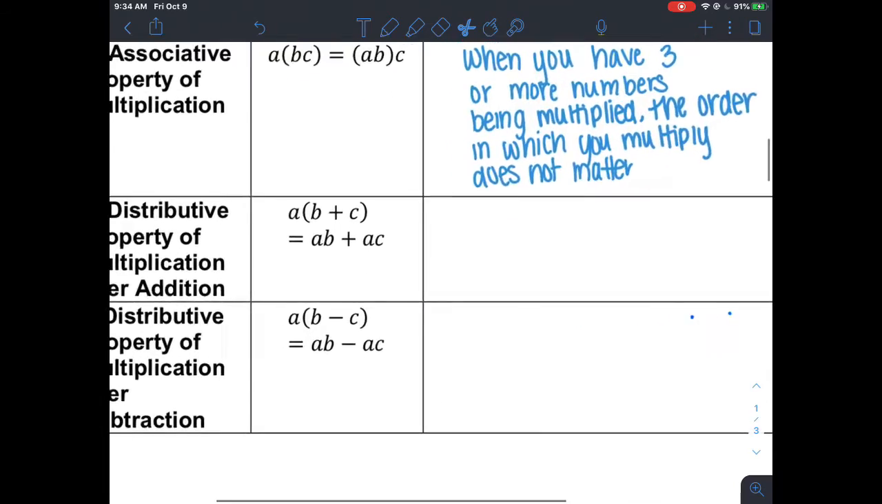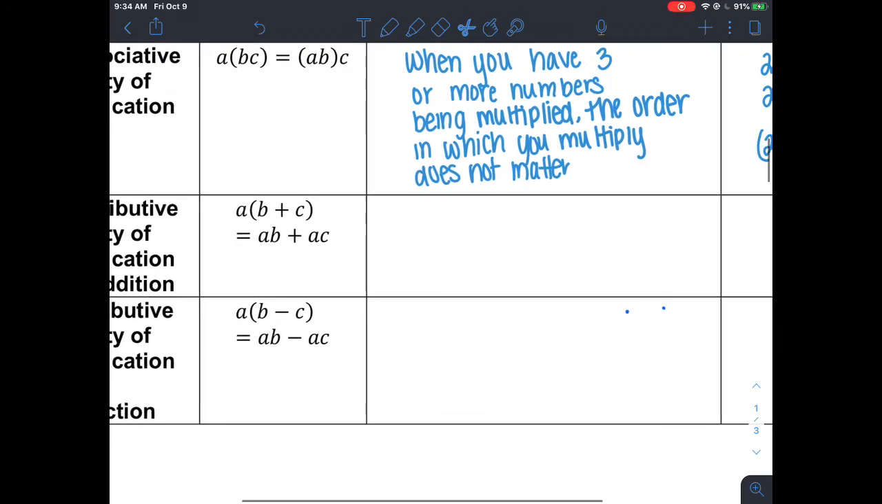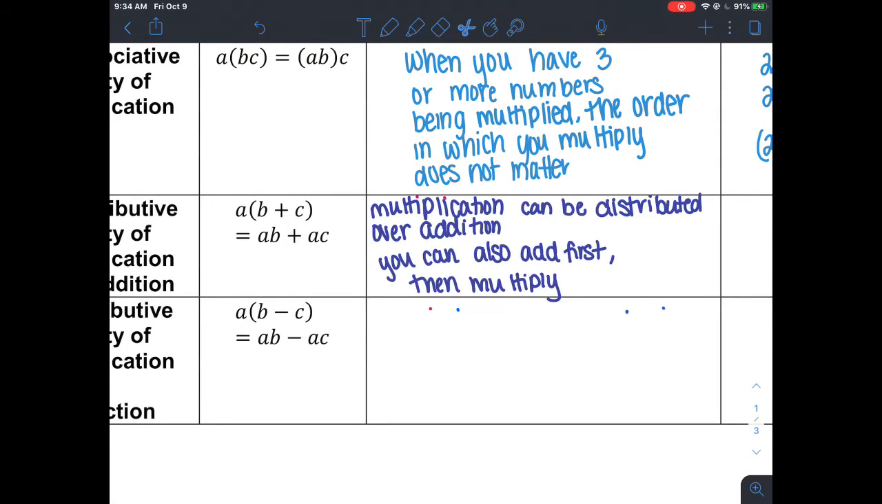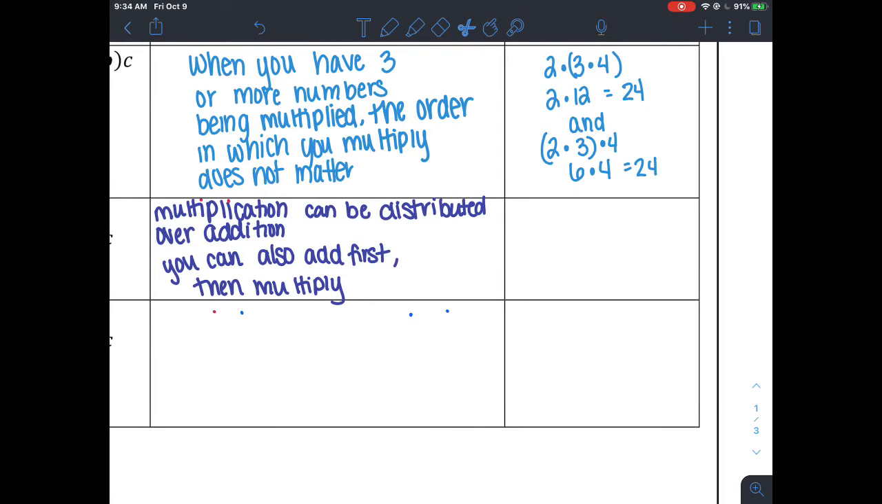The distributive property of multiplication over addition. So I'm distributing the A to the B and then to the C, and I'm doing that over an addition sign. So what that's saying is multiplication can be distributed over addition. It does the same thing as adding first and then multiplying. So I thought that explanation was a little difficult. I took it pretty much straight from the textbook.